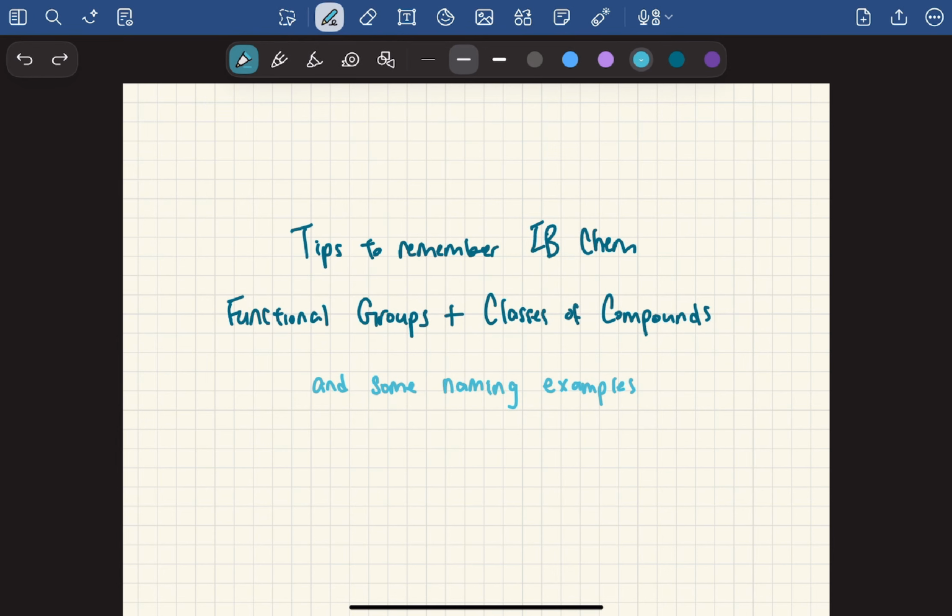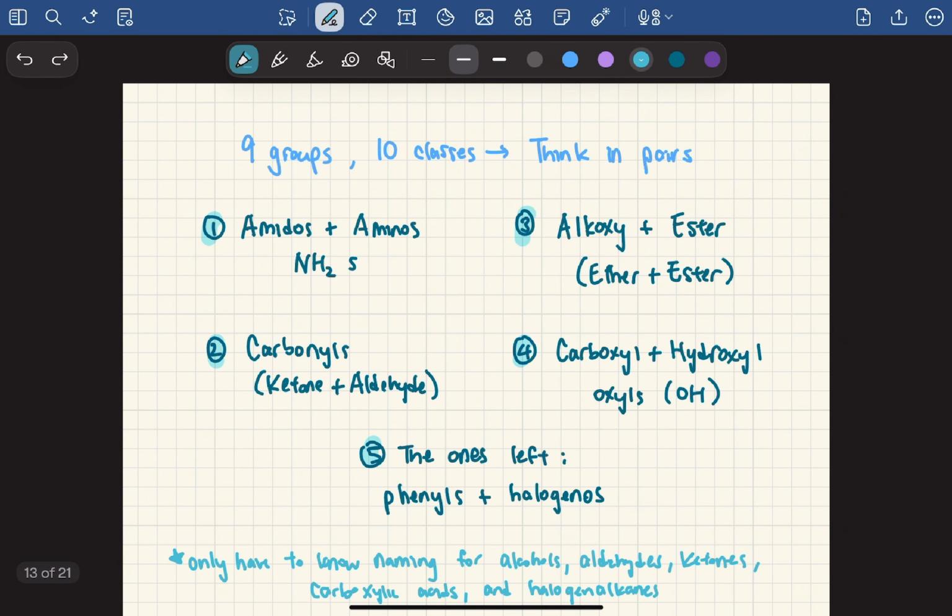These are some tips to remember IB chemistry functional groups and classes of compounds for a test, and I will also go over some naming examples of these compounds. So in total, there are 9 functional groups with 10 different classes, and the way I think about them is that I group them into pairs.